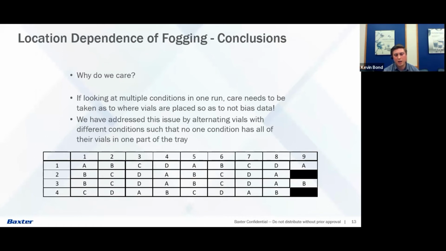So this table is an example of what the first four rows of a tray would look like if we were testing four different conditions arbitrarily named A, B, C, D. You can see that we alternate the vials such that they would be evenly distributed throughout the entire tray. This is a strategy that we'll use for the next two case studies, and it's something that I treat as kind of a best practice when performing fogging experiments looking at multiple variables on the same shelf.